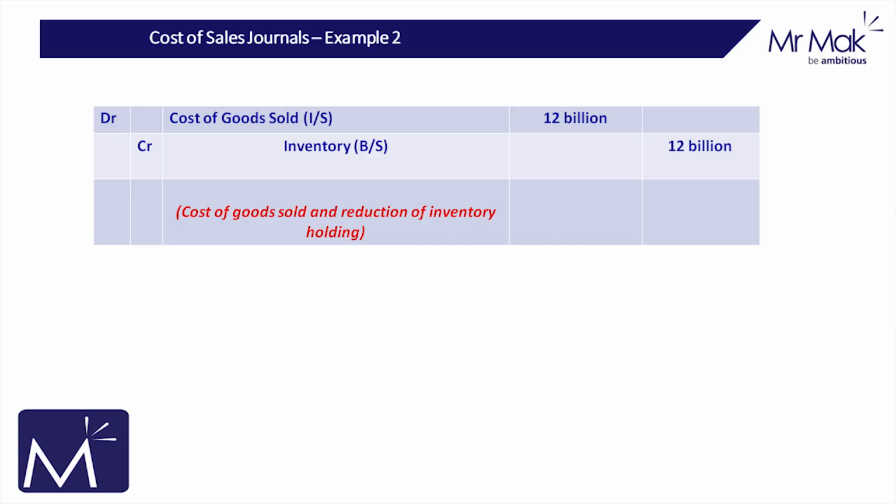Similar but different. During the month of February, Amazon incurred $12 billion worth of cost of goods sold. What would the journal be? Again, a debit in the income statement of cost of goods sold of $12 billion, but then the corresponding credit would be to inventory of $12 billion.